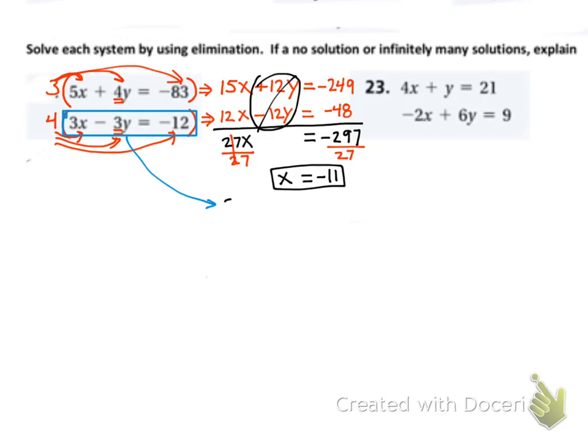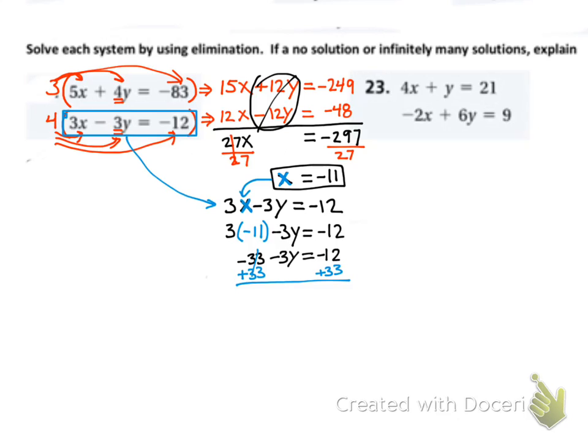Now that I have x is negative 11, I bring down one of the original expressions. Here, x is the same value, so x is equal to negative 11. I substitute. I have 3 times negative 11 minus 3y is equal to negative 12. I then use order of operations and simplify. So what happens is I distribute the 3, subtract the 33, negative 3y is equal to 21, so y is equal to negative 7. So the solution is negative 11, negative 7.